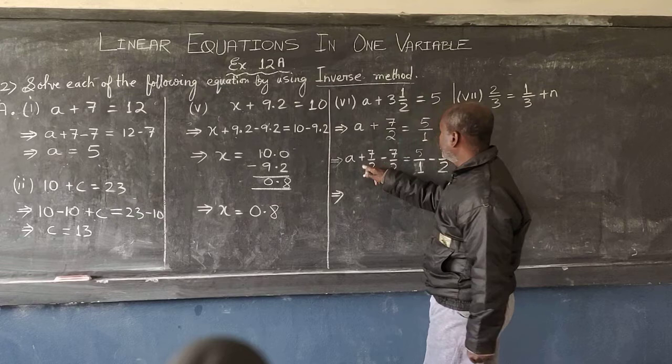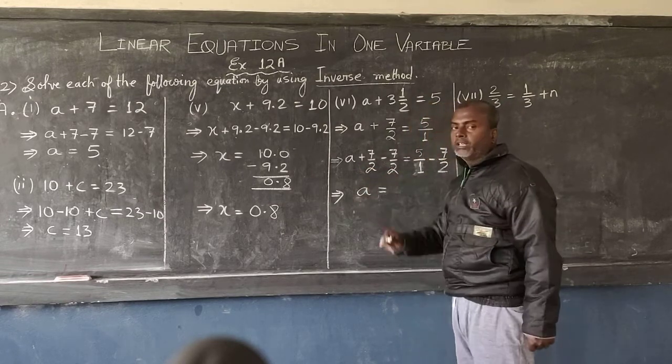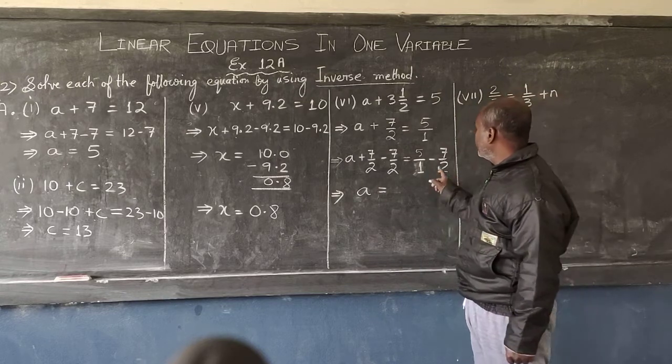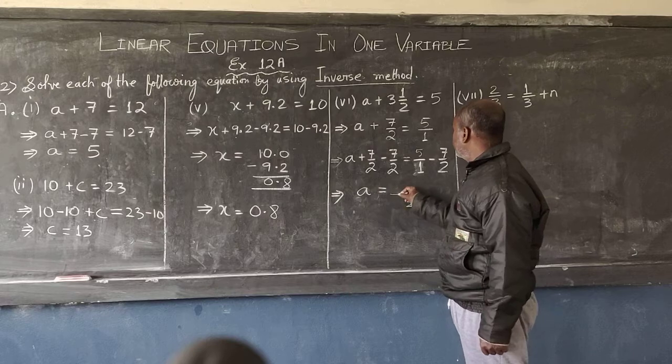So what will happen now? Plus 7 by 2 and minus 7 by 2 cancel each other. Only A remains on the left side. On the right side, now we have to solve this. LCM of 1 and 2 is 2.